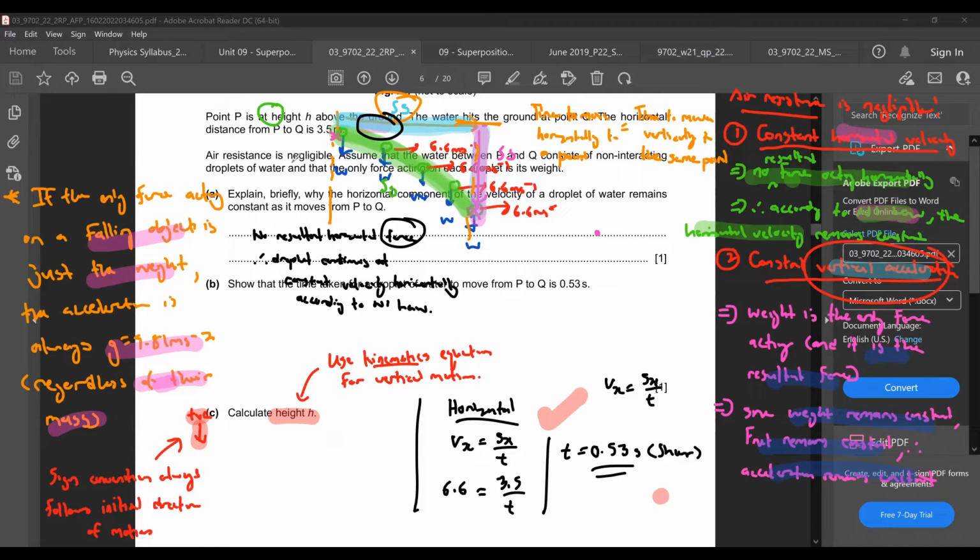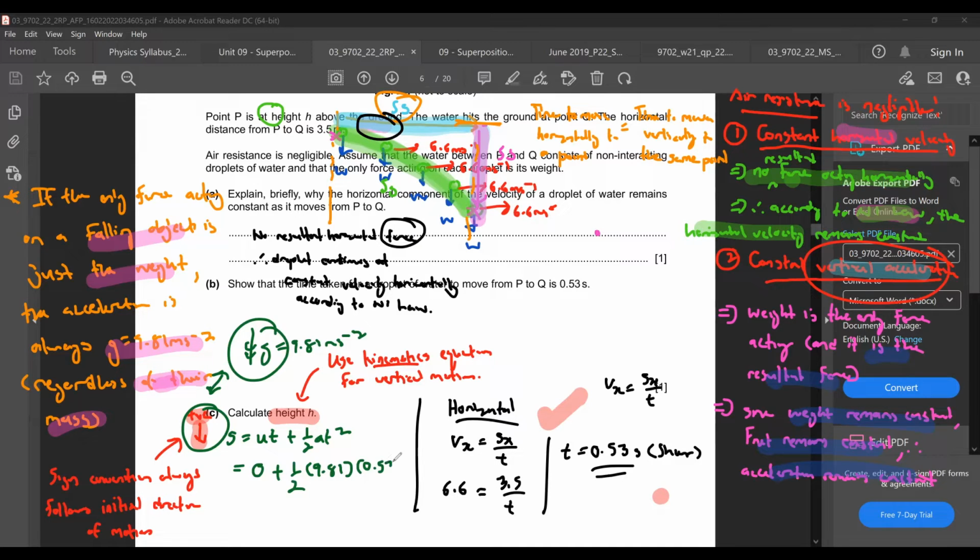So now I want h, my h is actually my displacement. So from here, I will use that same equation that I used just now. S equals ut plus half at squared. So again, my sign convention is downwards positive because my object moved downwards first. My initial vertical velocity is 0. My g is acting downwards, 9.81 meter per second squared. It's in the same direction as my sign convention, so this one will be 9.81. Now my time, I will use 0.53 second squared.